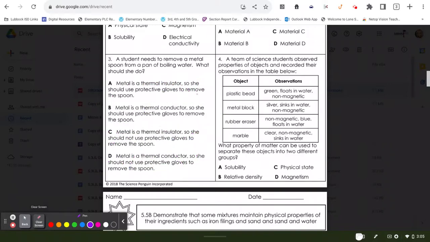Number 4. A team of science students observed properties of objects and recorded their observations in the table below. The objects are a plastic bead, a metal block, a rubber eraser, and a marble. Which property of matter can be used to separate these objects into 2 different groups? Okay, so we want 2 different groups, right? And let's look at our observations. Green, silver, blue, clear. Well, that's 4 different colors.